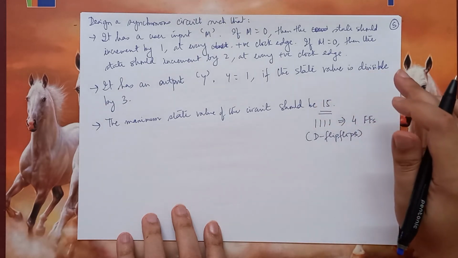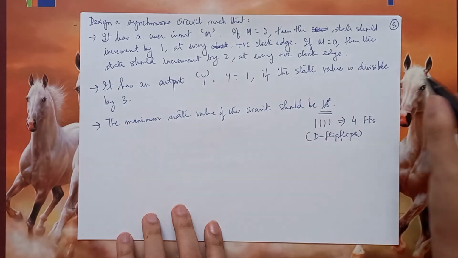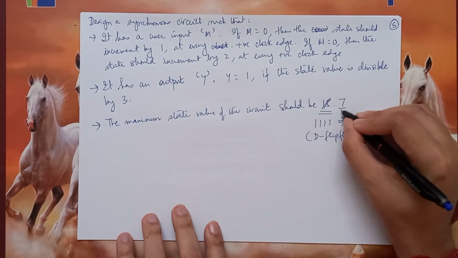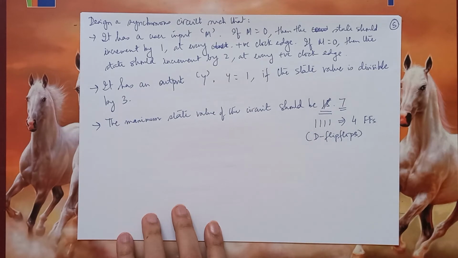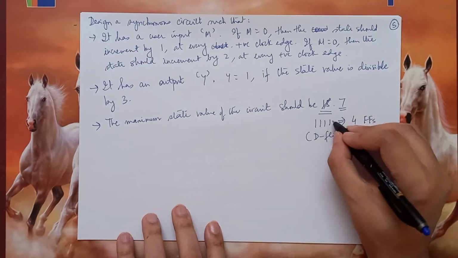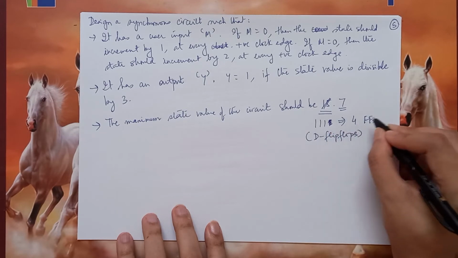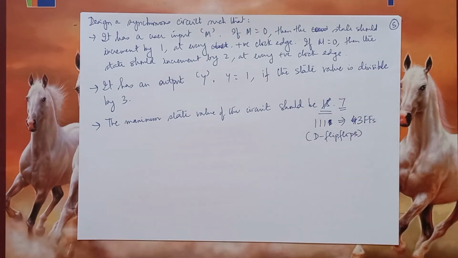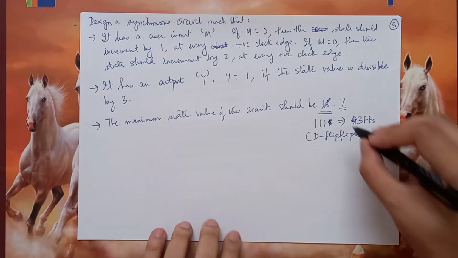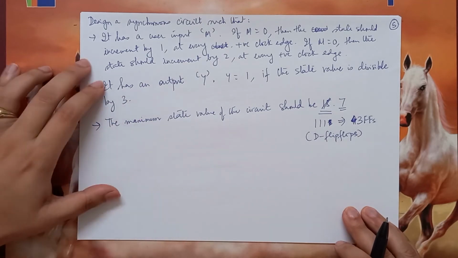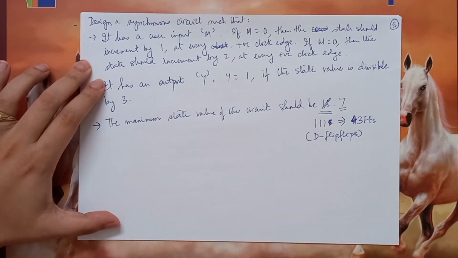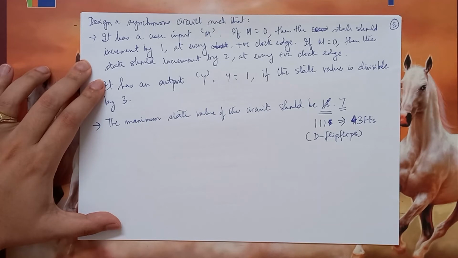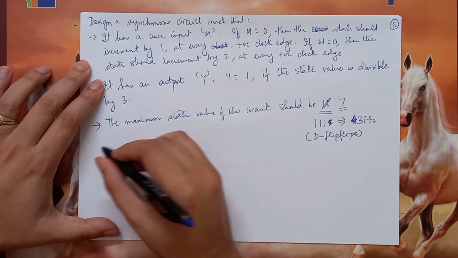Or let us make things a little simple. Let us say that the maximum state value can be 7, because if we have 15, it might get a little bit too complex. So that means it is 1 1 1. So we will need 3 flip-flops. So we will be using 3 D flip-flops. So let us now draw a table. Let's draw the table in decimal.